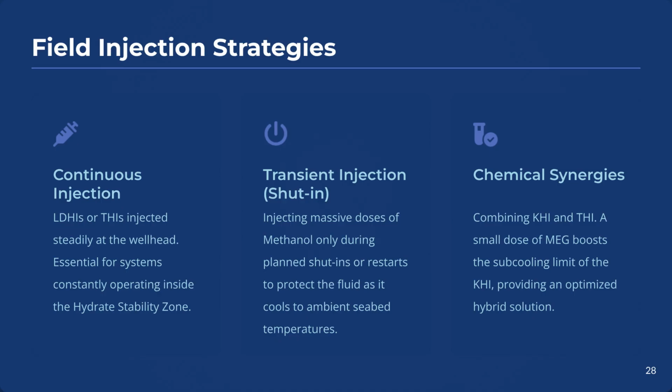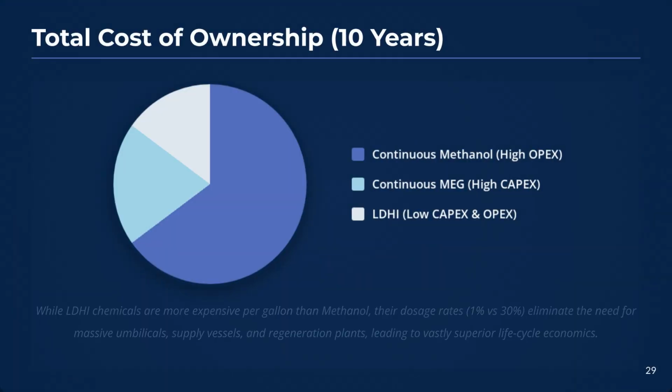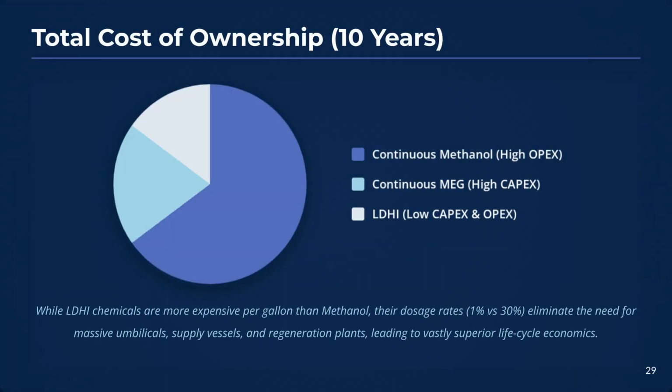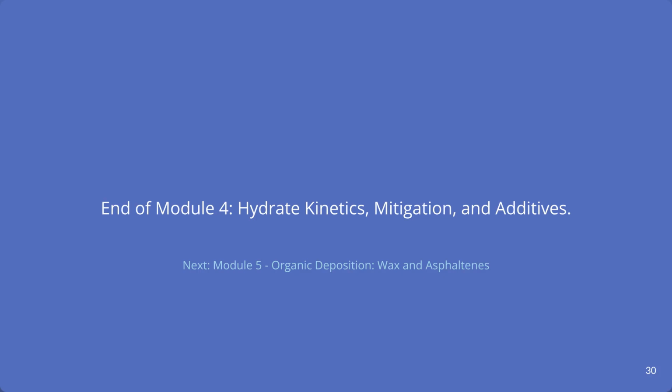Field strategies include continuous injection for stable operations, transient injection during shut-ins, or using synergistic chemical blends to maximize protection and efficiency. Although low-dosage hydrate inhibitors have a higher cost per gallon than traditional options like methanol, their much lower dosage rates lead to better long-term life cycle economics. That concludes our overview of hydrate kinetics and chemical additives. Thank you for watching, and we will continue with organic deposition in our next module.